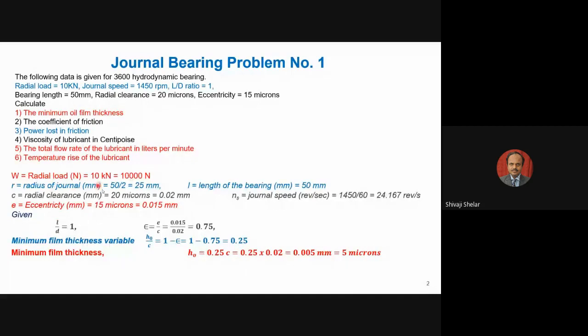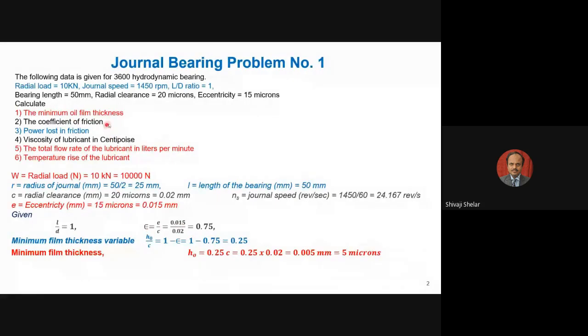Now, this is the given data, as well as we are given L by D is equal to 1. So eccentricity ratio we have defined in the last session. Epsilon is equal to eccentricity value upon radial clearance. So eccentricity value is 0.015 and radial clearance is 0.02. So eccentricity ratio epsilon is equal to 0.75. Now based on that we can calculate minimum oil film thickness.